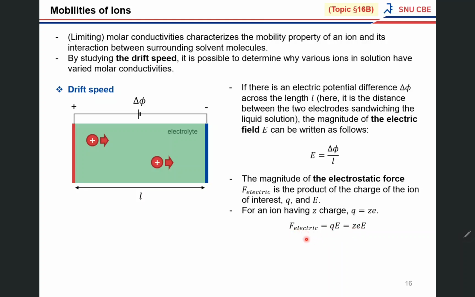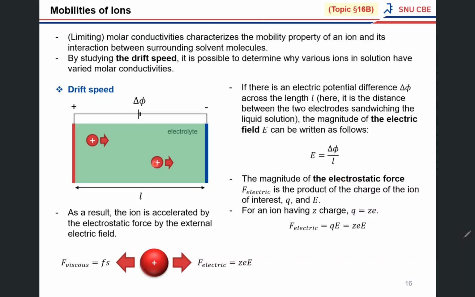The electrostatic force one ion experiences inside the system equals ZeE, where E is the electric field. So the ions will be dragged by this electrostatic force, but this liquid has some viscosity. So there should be a viscous drag force in the opposite direction, so that at the equilibrium of the forces, the ion will reach a constant velocity, which is the drift velocity, or drift speed.